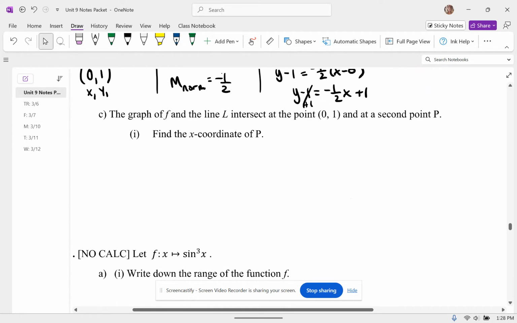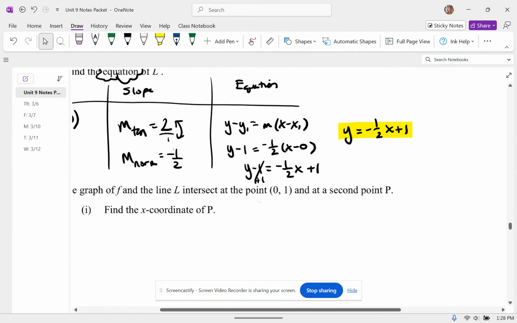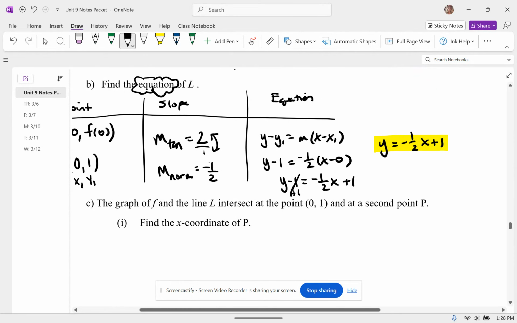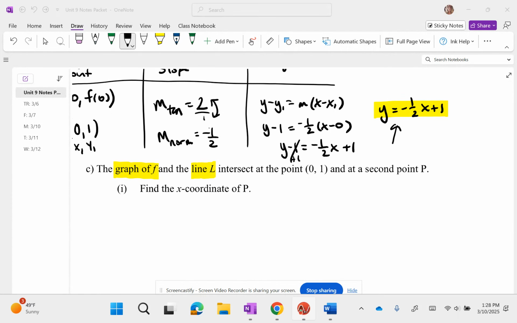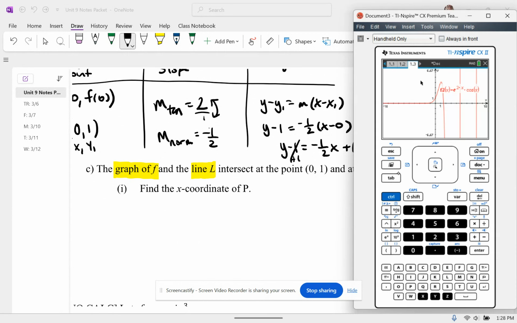What about part C? The graph of f and the line L intersect at the point (0, 1) and a second point, P. Let's go ahead and graph f. Wait, we already have it because we were examining it earlier. Perfect. What should we add to that graph? Line L. Where is the equation of line L? Right there. All right, so let's graph it. It was negative 1 half x plus 1.